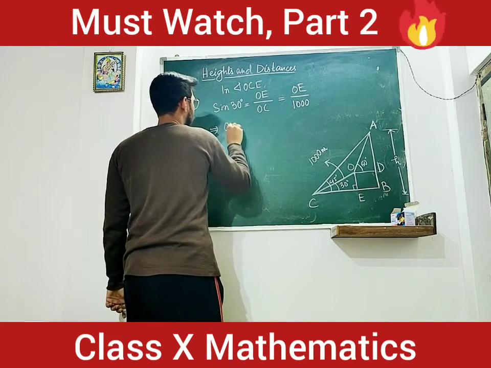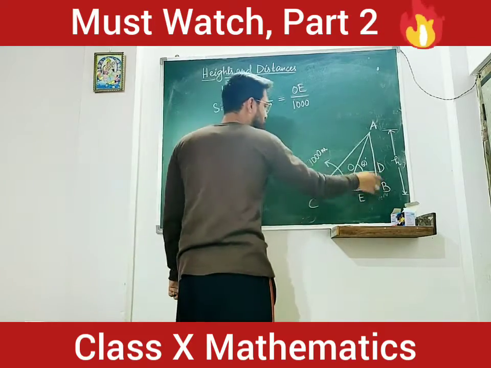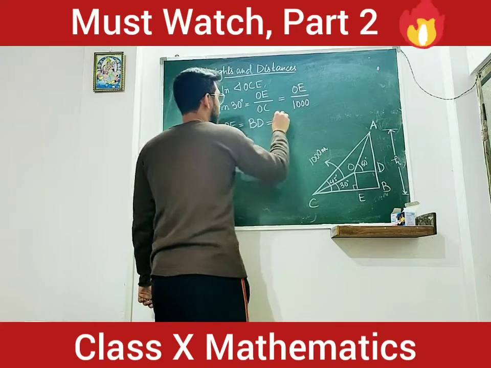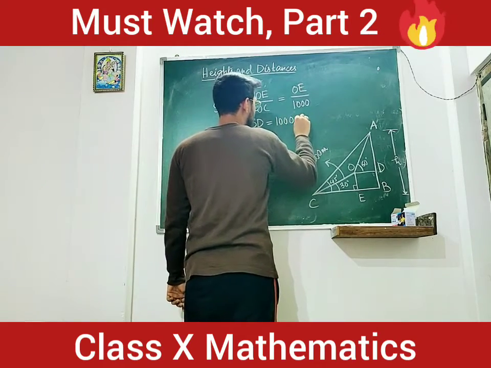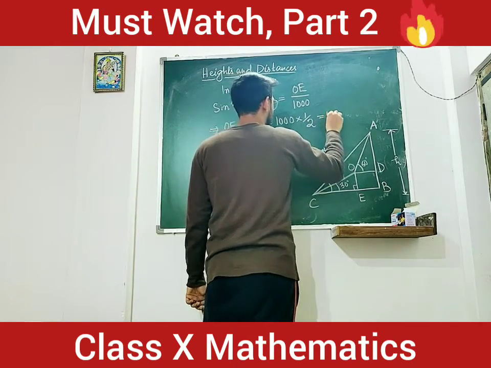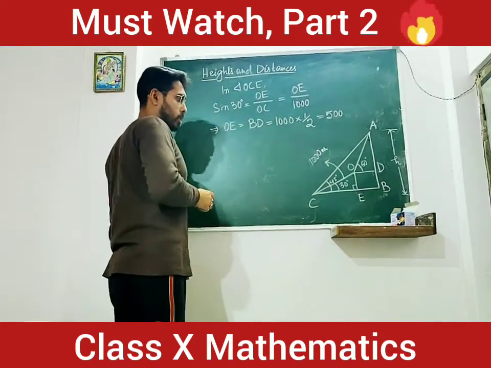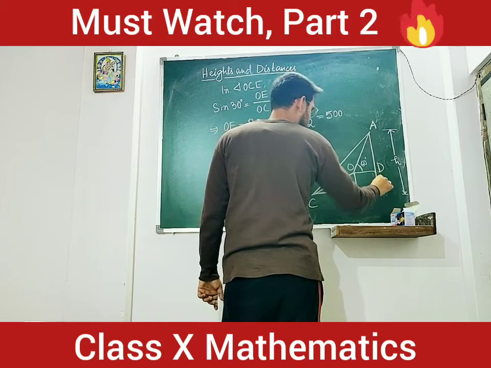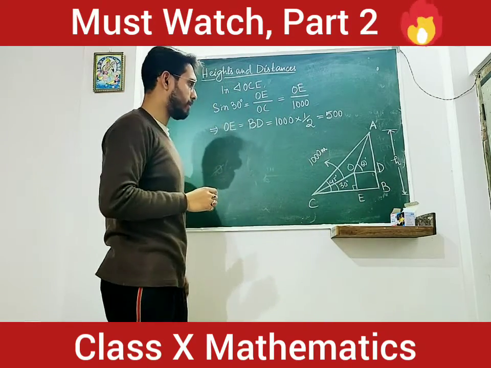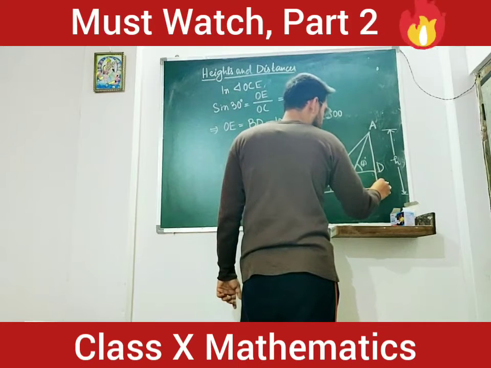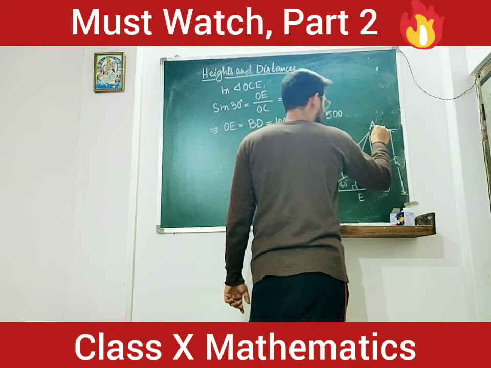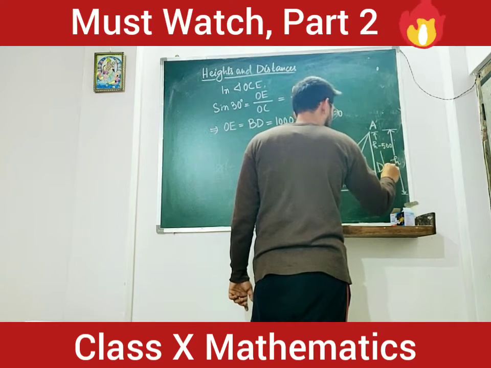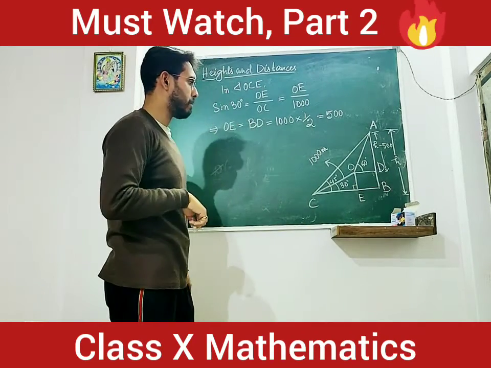So if I want to find OE, which is also equal to BD, this will give me 1000 of sin 30, which is 1000 into half, which is 500. So this particular part is 500. All right. So if this is 500, then what will be this part? This part will be, I can simply write, h minus 500. This part is h minus 500.